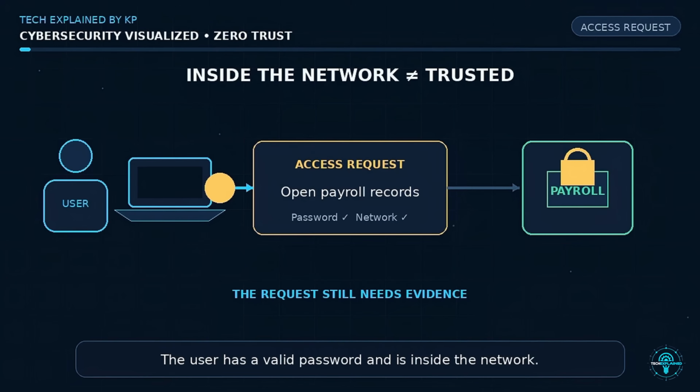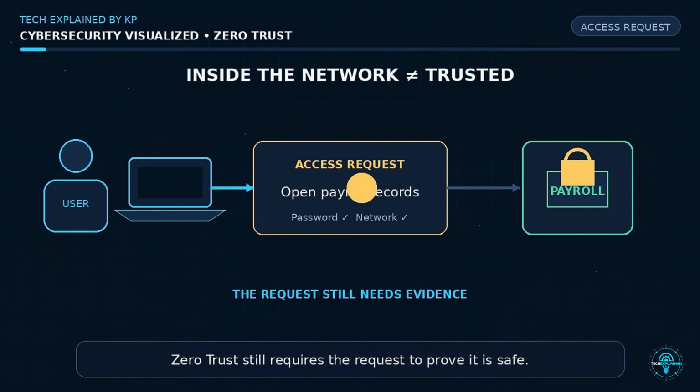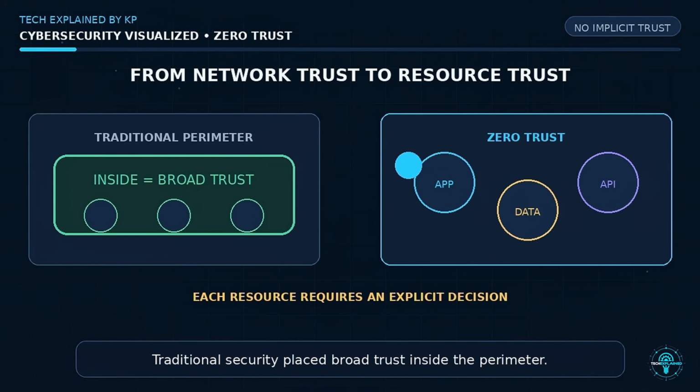Let's get started. An employee opens a company application and requests access. They have the correct password, and they are already connected to the corporate network. Should that make them trusted? In a Zero Trust model, the answer is no. The request still has to prove that it is safe.